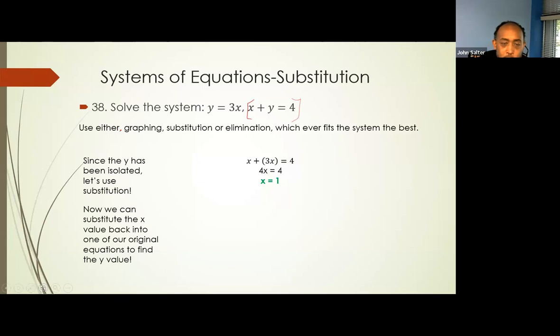Now that I know that x equals 1, just plug it back in. If y equals 3 of those x's, then 3 times 1 is 3. Y equals 3. So x is 1, my y is 3. Final answer, 1, 3.